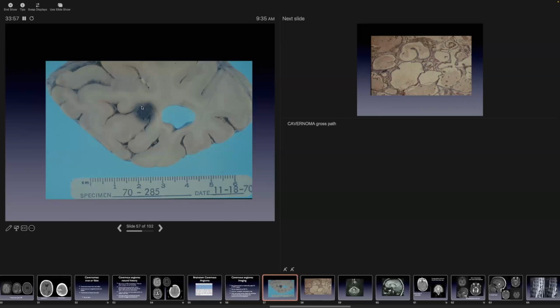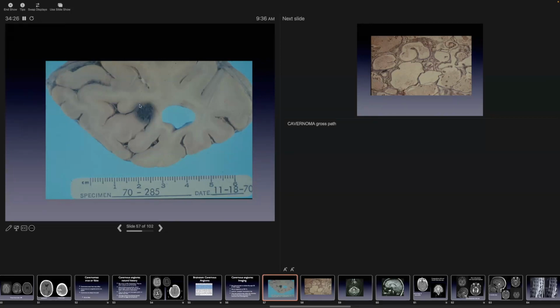Now, this is obviously an autopsy specimen from the brain, but what you see is the hemosiderin staining of the brain parenchyma and this spongy material here at the center of this large cavernoma. This is what the surgeons will resect. So once they get inside the cavernoma, they can resect it from the inside and leave this hemosiderin-stained, in a sense, normal functioning brain at the periphery.